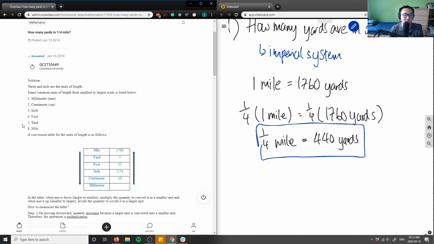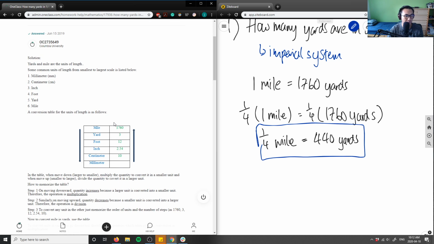And what they did was they actually did a conversion table. So one side is the units of length, and then the other side is the kind of numbers or conversions that you would use to go from one thing to another. So where I got 1 mile equals 1,760 yards, they put here. So 1 mile in this case, I can't highlight it, but 1 mile here equals 1,760 yards. 1 yard would equal 3 feet. 1 foot equals 12 inches. 1 inch equals 2.5 centimeters, and then so on and so forth.